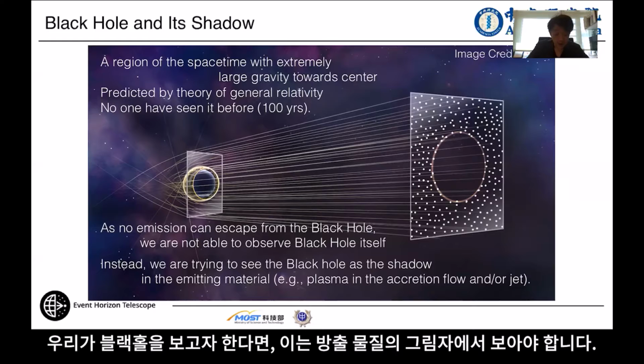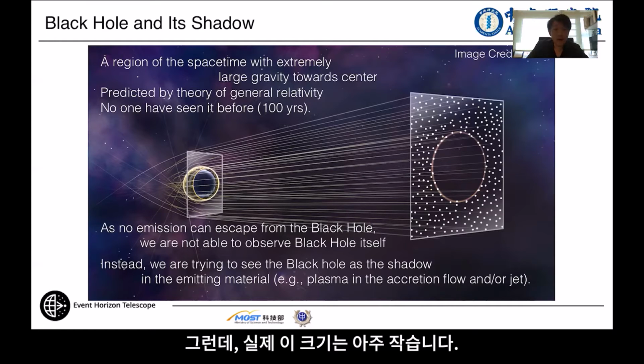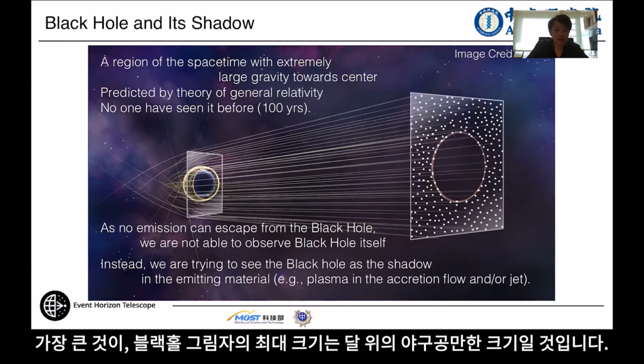As a result, we expect to see the black hole as a shadow in the emitting material surrounding the black hole, and the size of this shadow is expected to be 2.5 times the black hole diameter. However, this size is actually very, very tiny. For the largest one, the apparent size of the shadow of the black hole is similar to the size of a baseball on the moon.